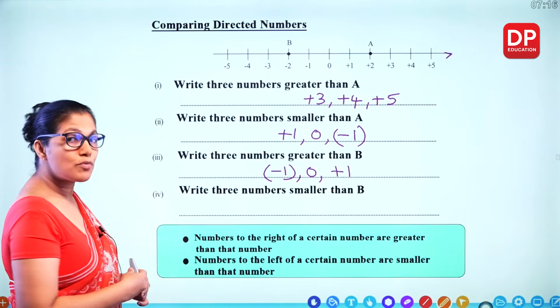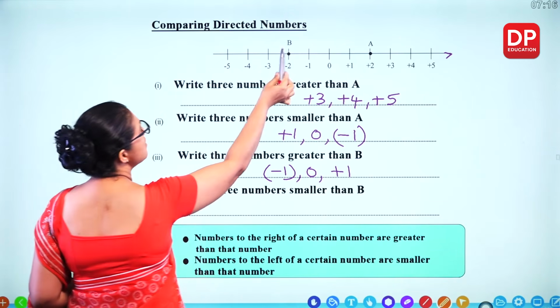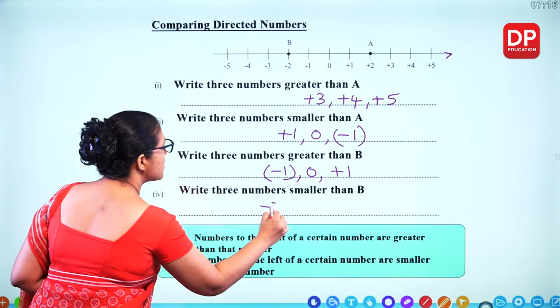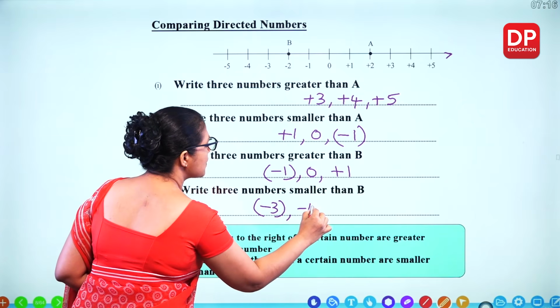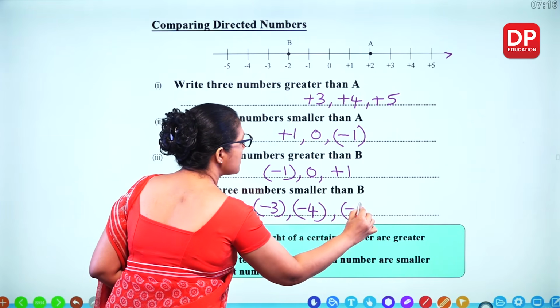Write 3 numbers smaller than B. That means towards the left side: -3, -4, -5.